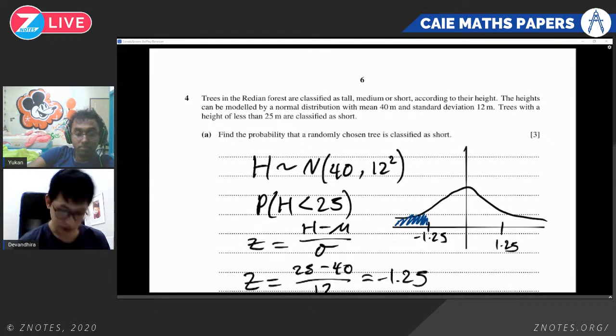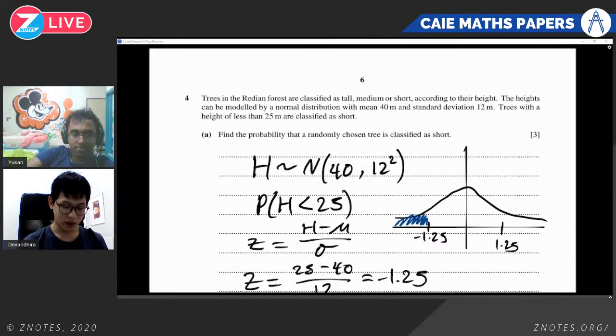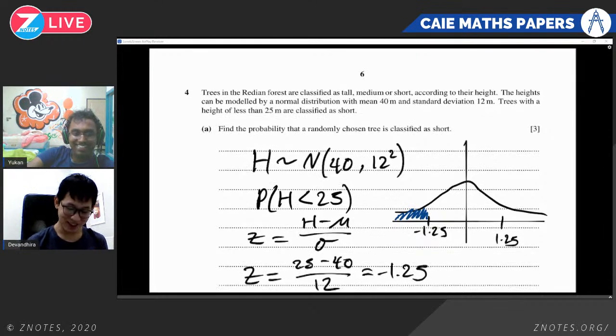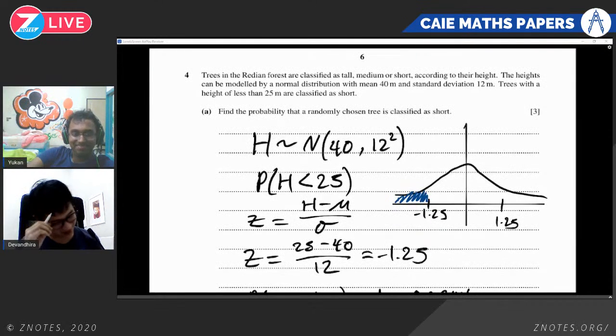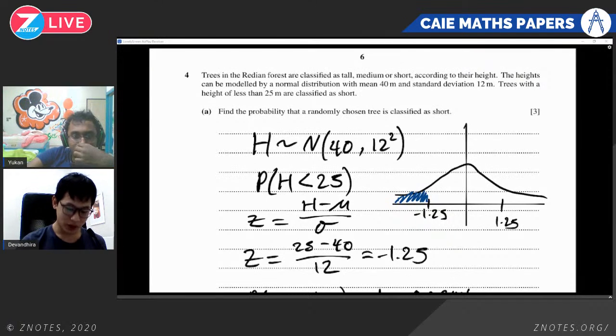Right. So it says standard deviation, so we just instantly use everything we know about standard deviation. No, normal distribution, sorry. Why did I say standard deviation? Okay, okay.